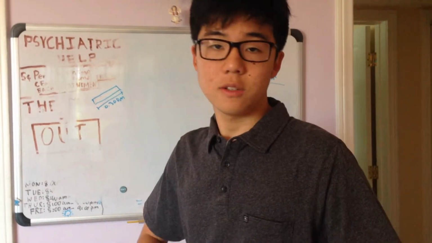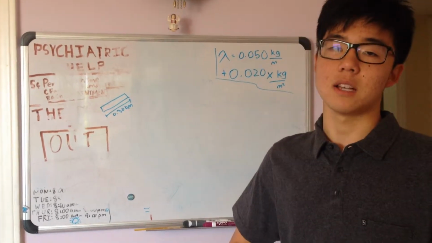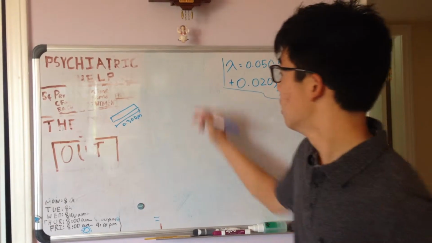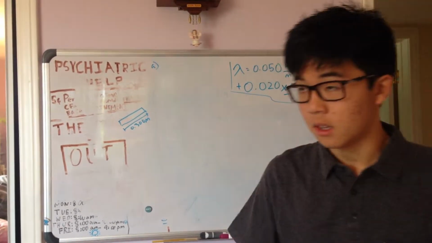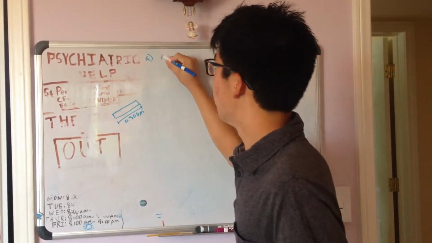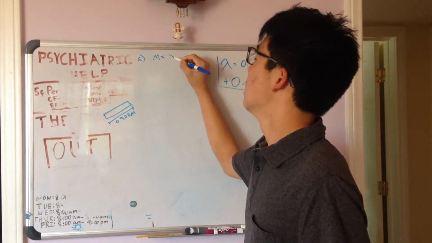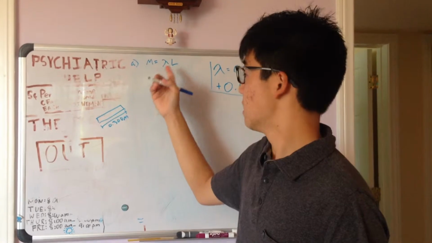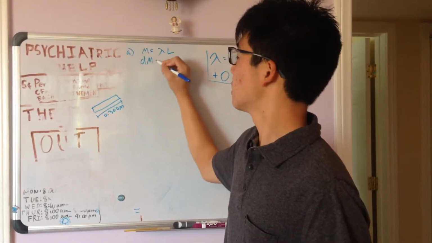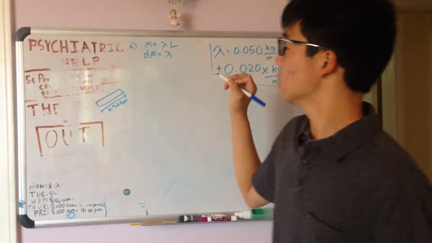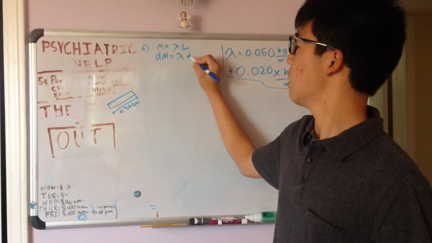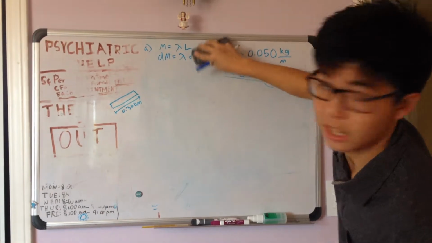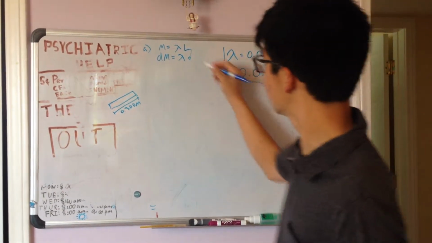Now, part A asks you to find the mass of the rod, and part B asks you to find how far the center of mass is from one end of the rod. So we'll start with part A. Now we know that mass equals linear density times length, and because that is true, a very small mass equals the linear density times an infinitely small length. But in this problem we're going to use dx because our lengths are defined by x.